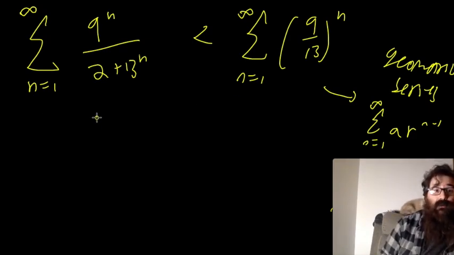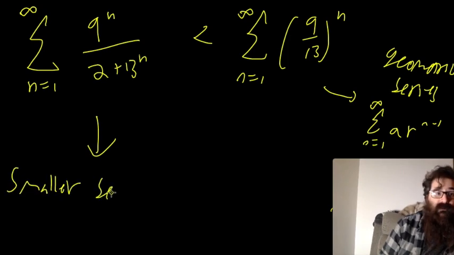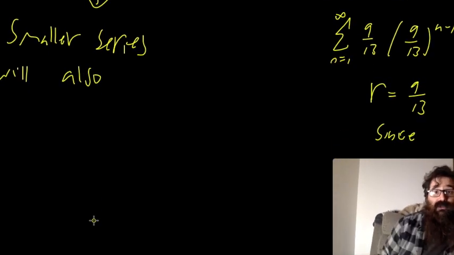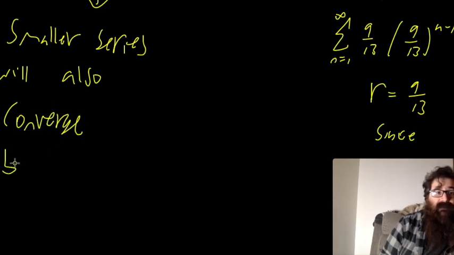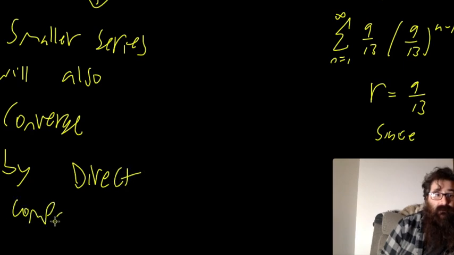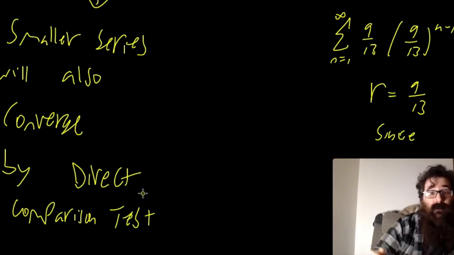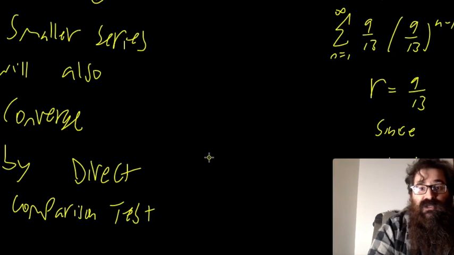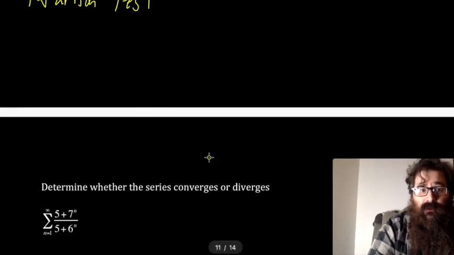The smaller series, then, must also converge. So the smaller series will also converge, and that's by the direct comparison test. The direct comparison test is really fast. We like to compare with p-series and geometric series because those give us quick results.